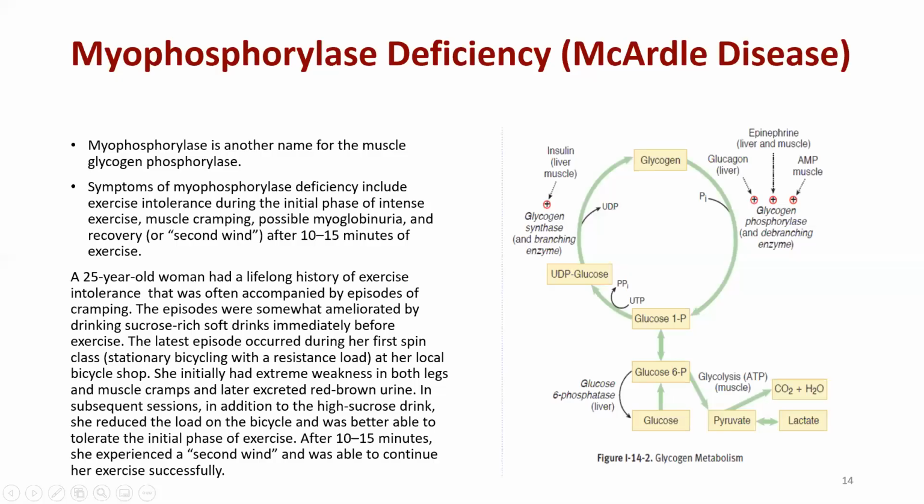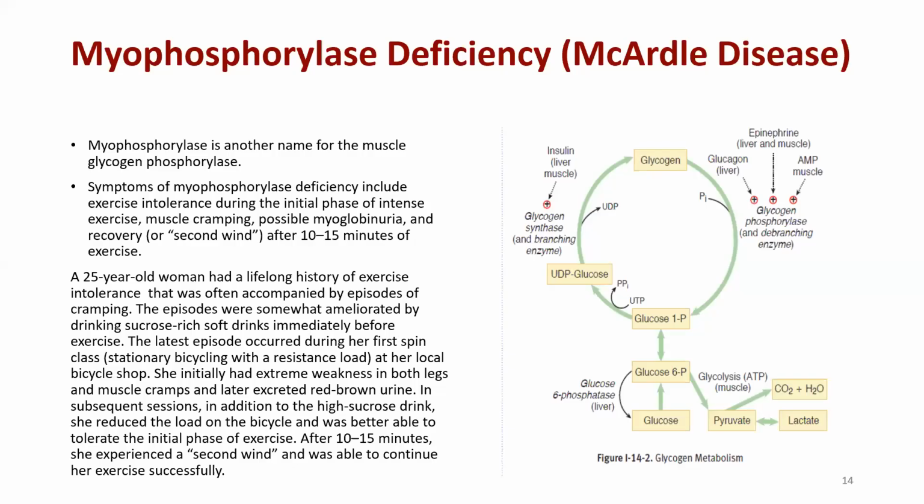These patients suffer from hypoglycemia. They improve after some time due to formation of energy from fat. This is what is called second wind. This is characteristic of glycogen storage disease, whichever the site of defect. This is the initial diagnostic test of any metabolic myopathies.